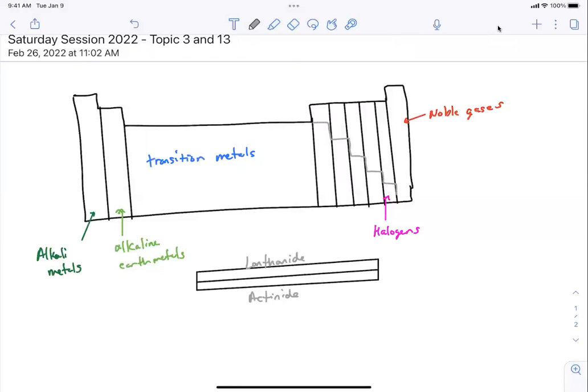I hope I didn't do too many rows here. One, two, three, four, five. I think it's okay. Your metalloids are the ones in the stair step between the metals and the non-metals. So everything left of the metalloids are the metals. Everything right of the metalloids are the non-metals.